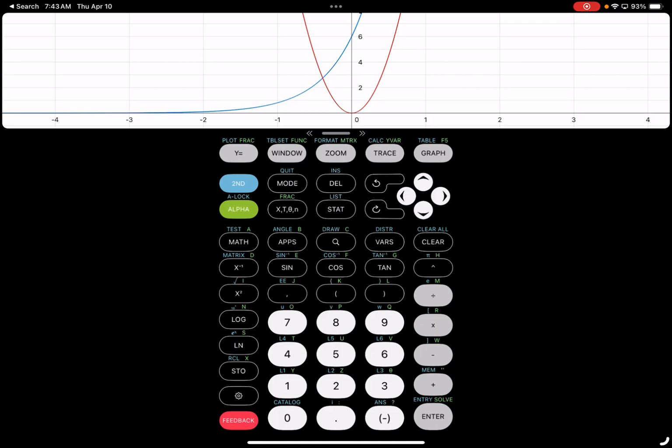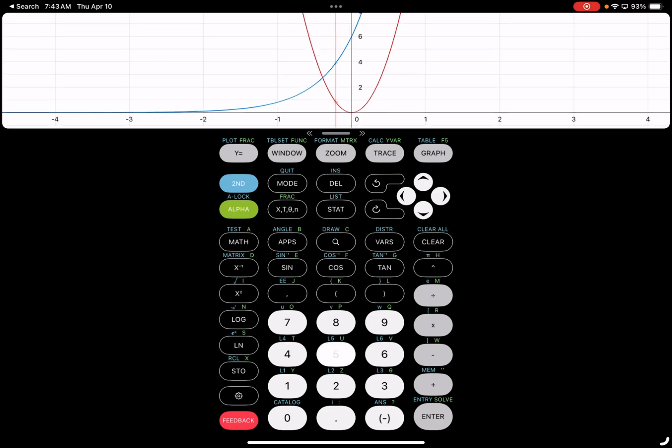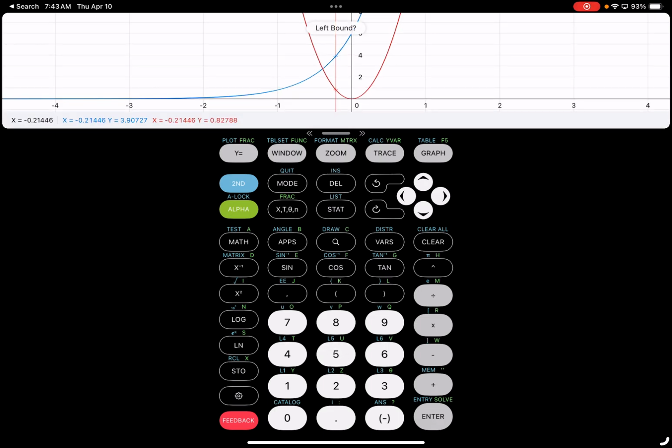Second trace. Value. Nope. Intersect. Number 5, intersect. You have to use option 5. And this is where you have to do a first curve, second curve guess. Mine's going to say it a little different. You go to where you think they cross.